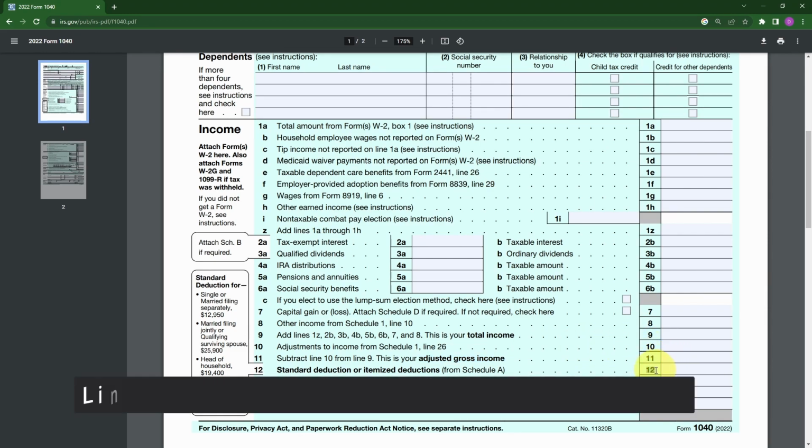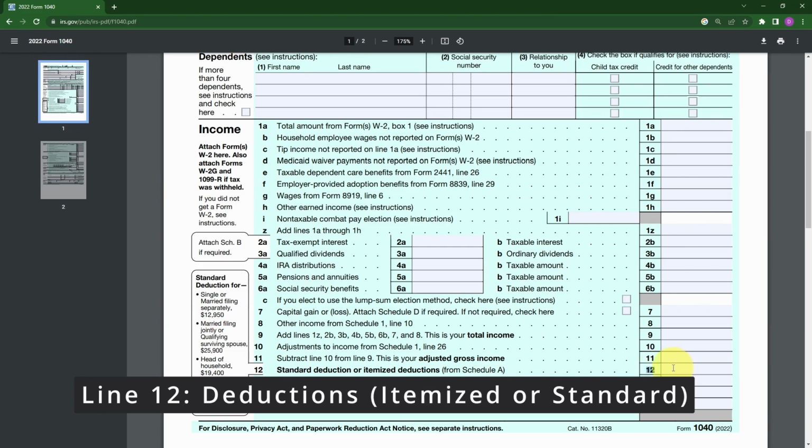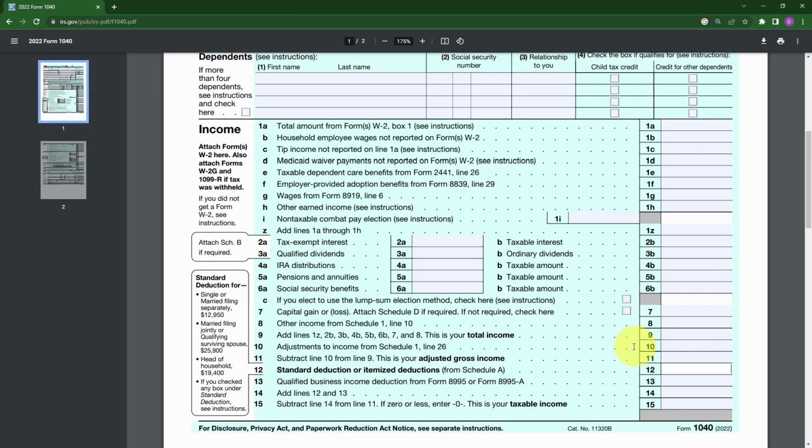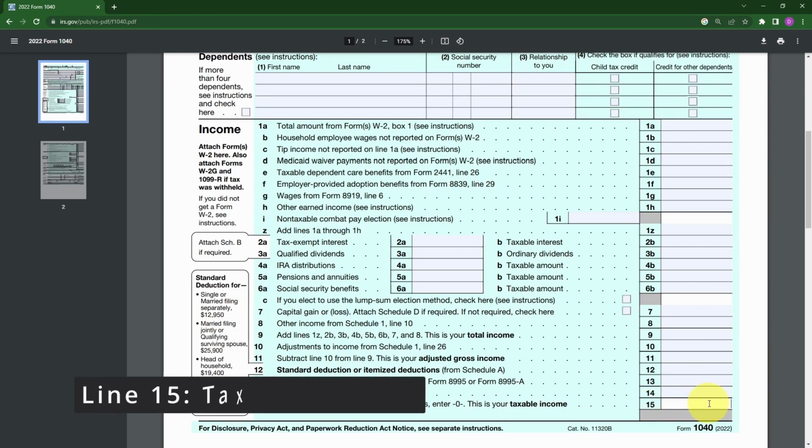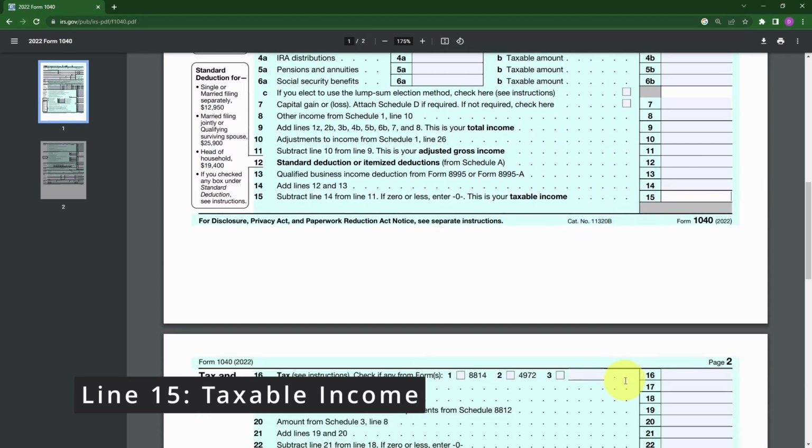Line 12 lists your standard deduction or your itemized deductions. This is an amount that the government takes out of your income to basically not be taxed. Once you subtract that out, you have your taxable income, and this is the amount that the government uses to calculate how much you owe in taxes.